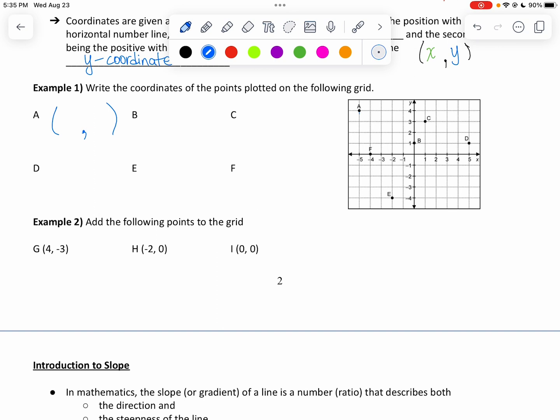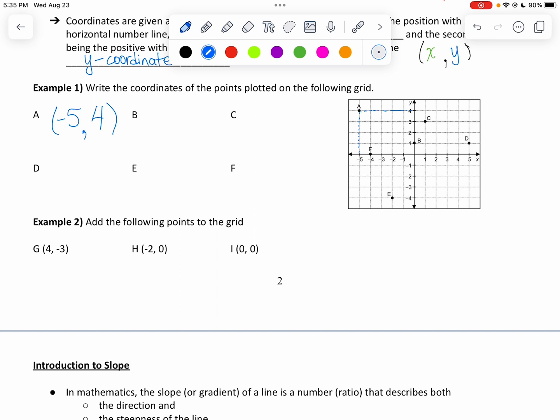First, we want to look at where this A value is on the x-axis. Because I'm lined up with -5 on the x-axis, remember this is the x-axis, so where am I lined up with? Then we're going to have -5 in the position for our x-coordinate. For our y-coordinate, we're looking at where this lines up on the y-axis. In this case, we're lined up with +4 on the y-axis, so our y value is going to be +4.